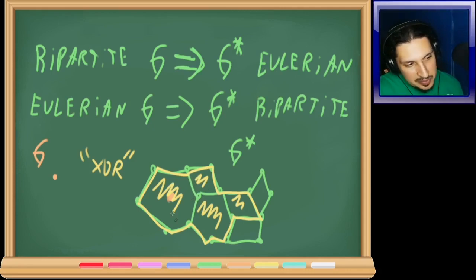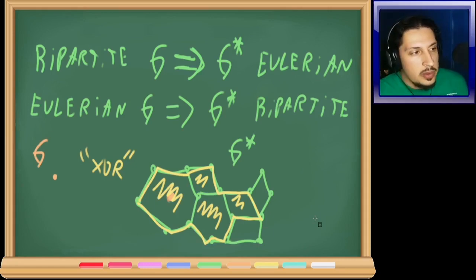And a critical property of symmetric difference is that if you have sets of even size, then the symmetric difference will still have even size. And thus, since each region has even size, the total cycle will have even size too.